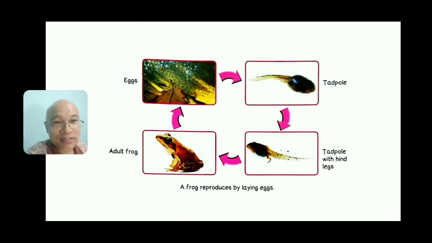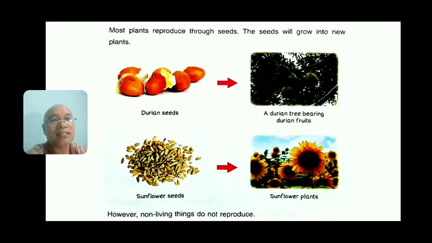Look at the reproduction of this frog here, from eggs to tadpole with hind legs, and then to adult, and then it goes back to the cycle. Same thing with durian seeds here. I mean, most plants reproduce through seeds. Okay, it may be different from the animals. The seeds will grow into new plants, like the durian seeds grow into a durian tree bearing durian fruit.